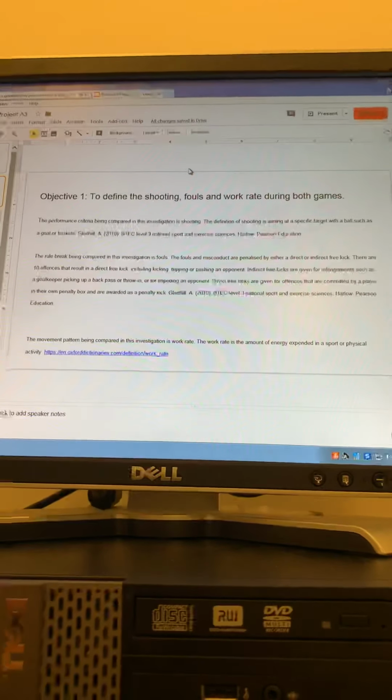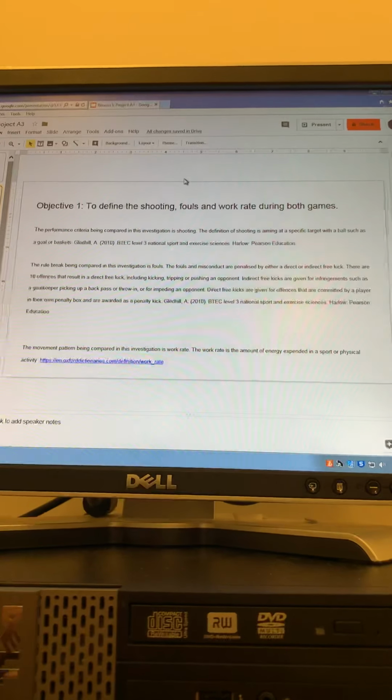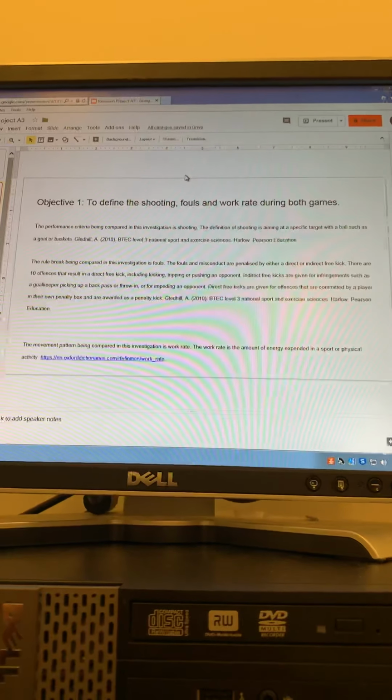The movement pattern being compared in this investigation is work rate. The work rate is the amount of energy expended in a sport or physical activity.